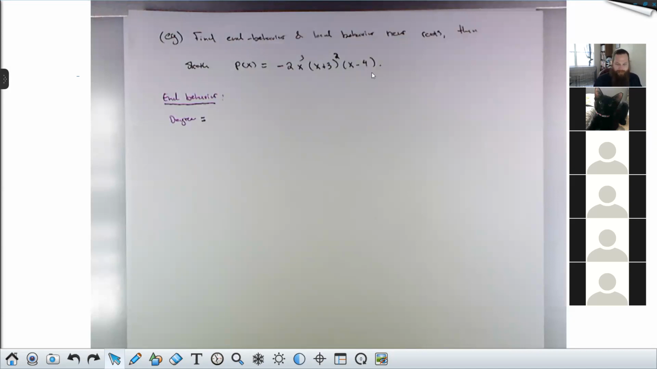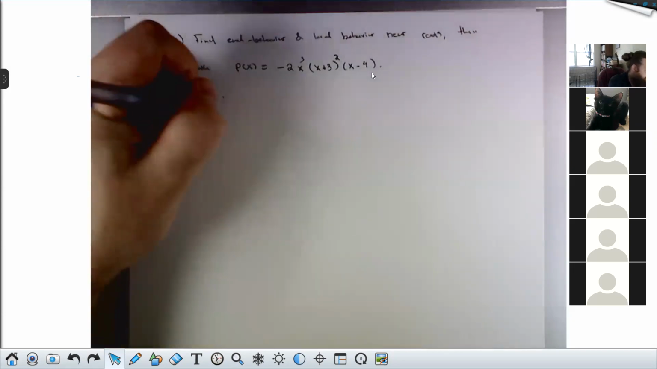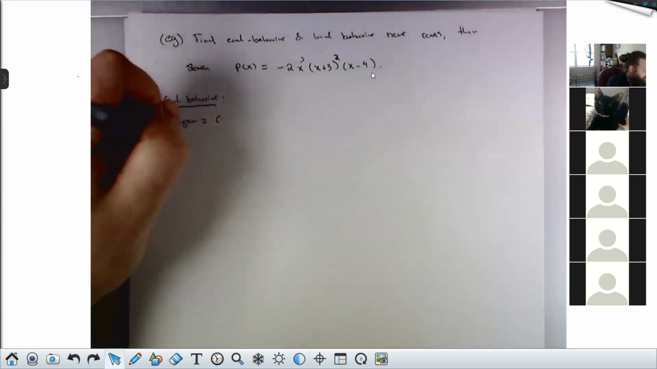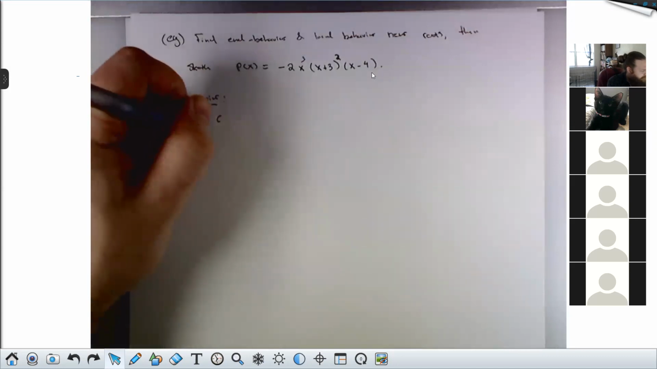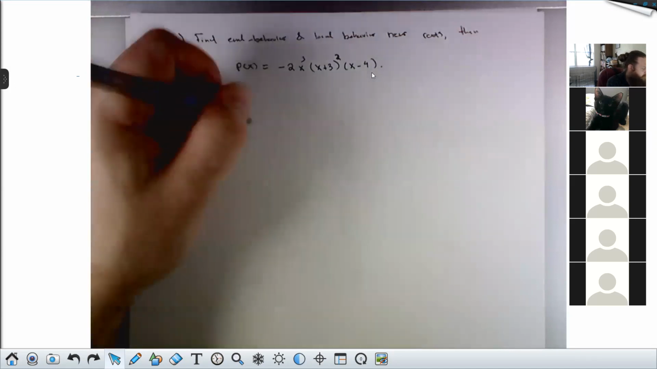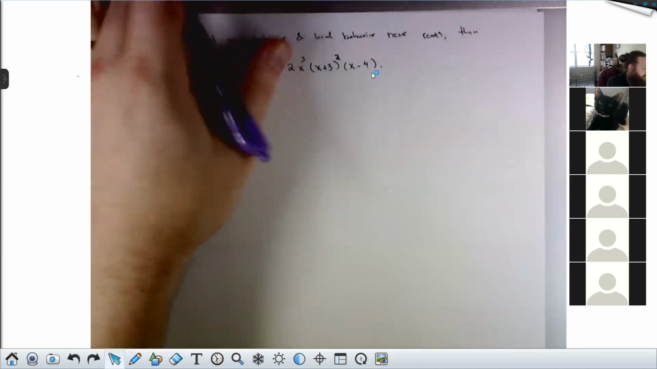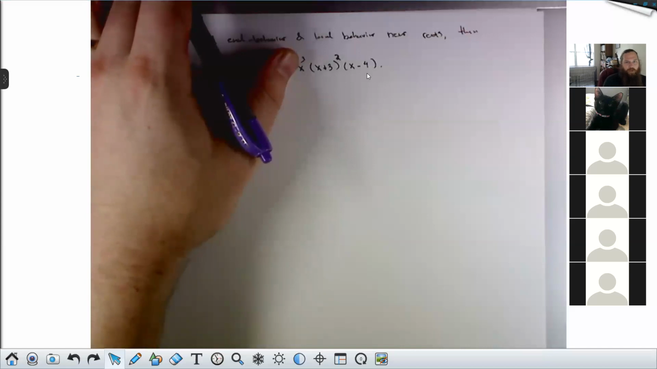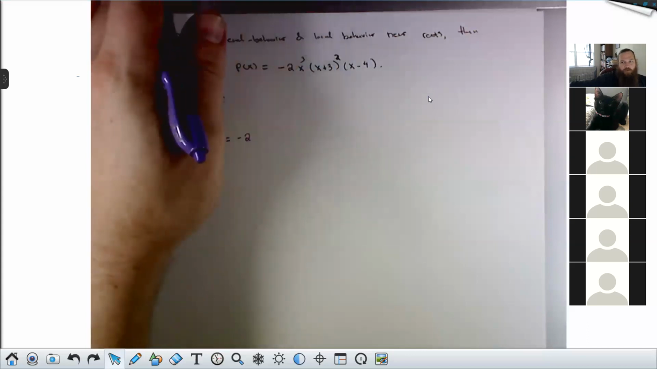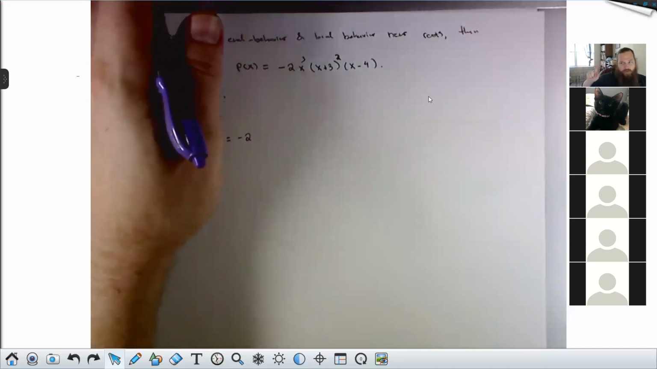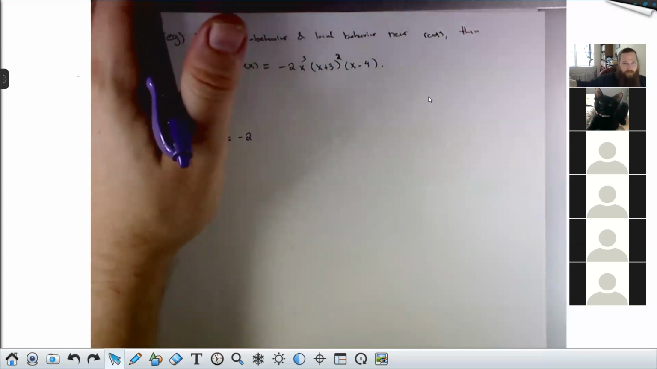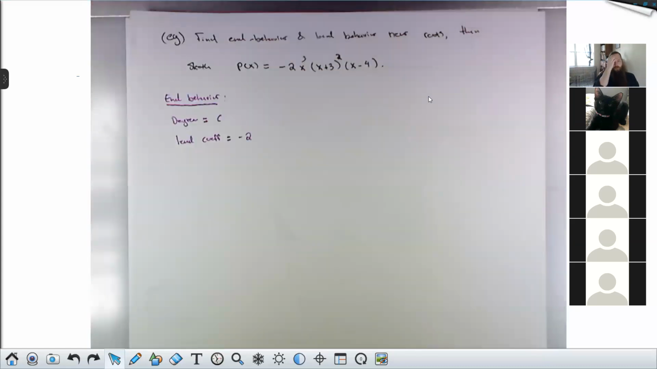So what's my degree? 6. Yeah, 6. And what about the lead coefficient? -2. Very good, that's -2, right? So if I cover up the -2 here, I know multiplying all of this stuff out, I would have x to the 6 plus a bunch of other terms. So then when you distribute the -2, you would have -2 times x to the 6 plus a bunch of other terms. So yeah, the lead coefficient here is -2.